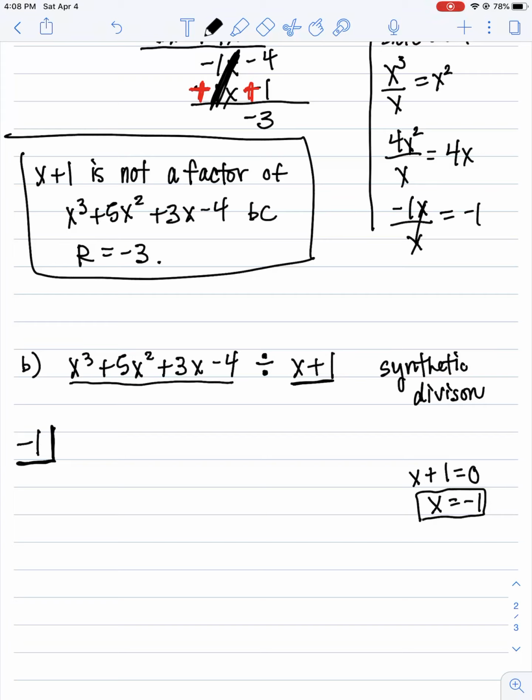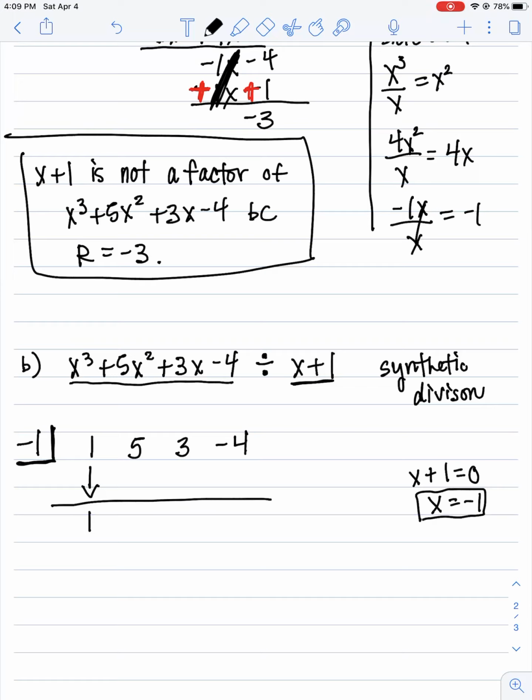Now, I list the coefficients out. I do not list the entire number or the entire polynomial. I only list the coefficients. So the coefficient in front of that x cubed is a 1. The next coefficient is a 5. The next coefficient is a 3. And the next coefficient is a negative 4. Okay? So I'm going to bring down that 1.